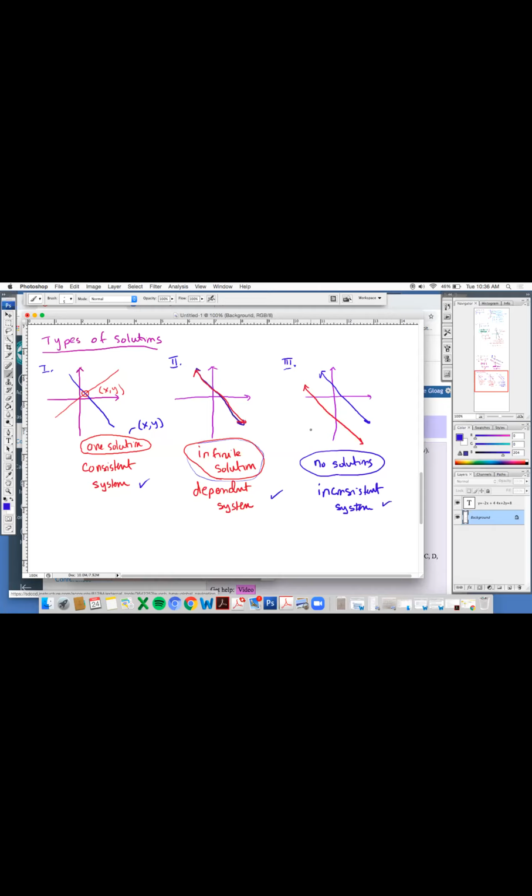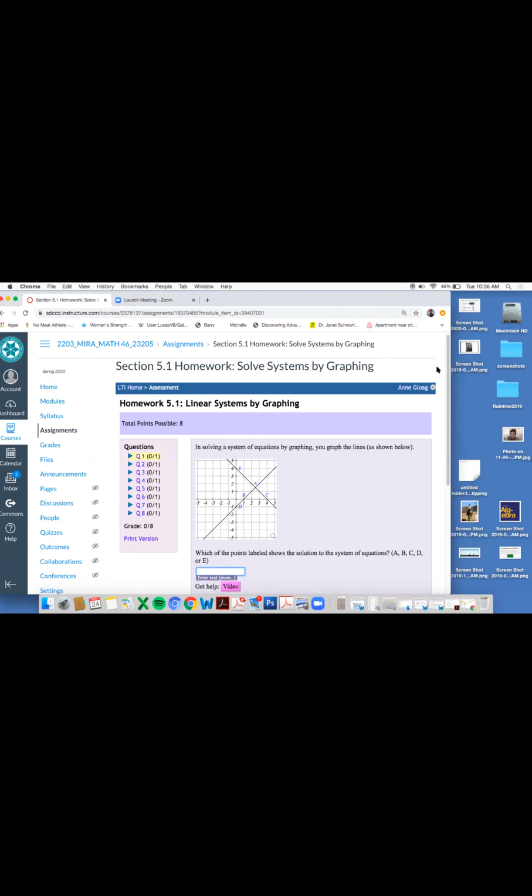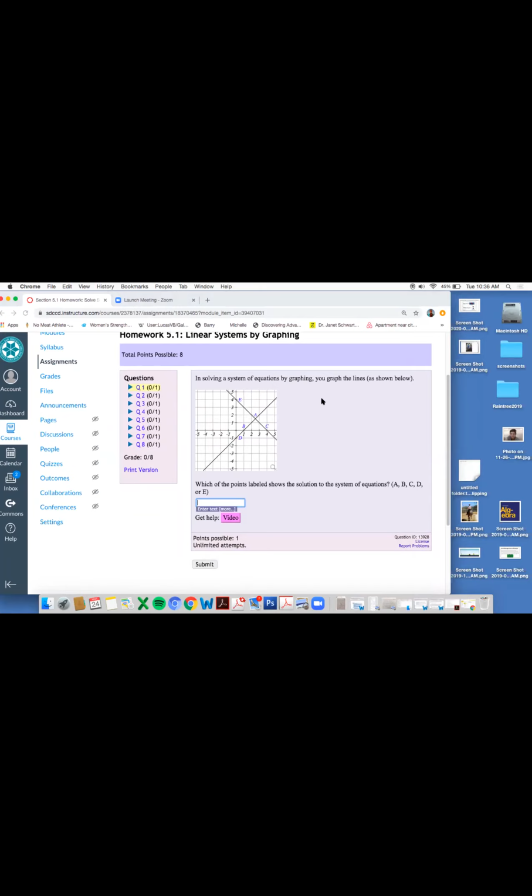Okay, so this is section 5.1. That's basically the content for it. Let me go to Canvas and show you what the homework looks like. We can try entering some of the answers. Now, I think these are randomized. So for these 8 questions that you get in the homework, each student will probably get a slightly different one. So as I'm doing some of the problems here, you will get something slightly different, okay?